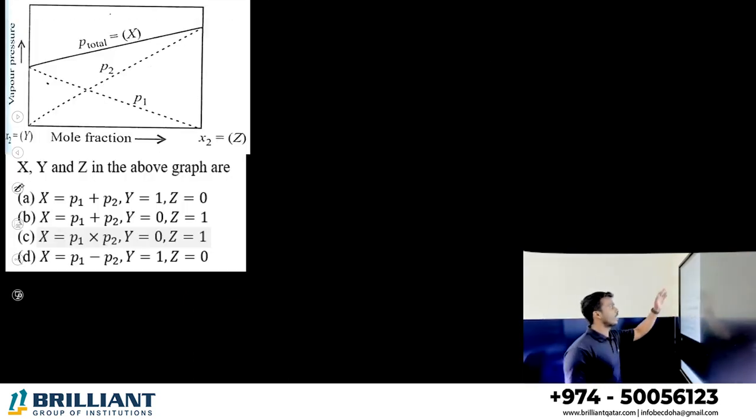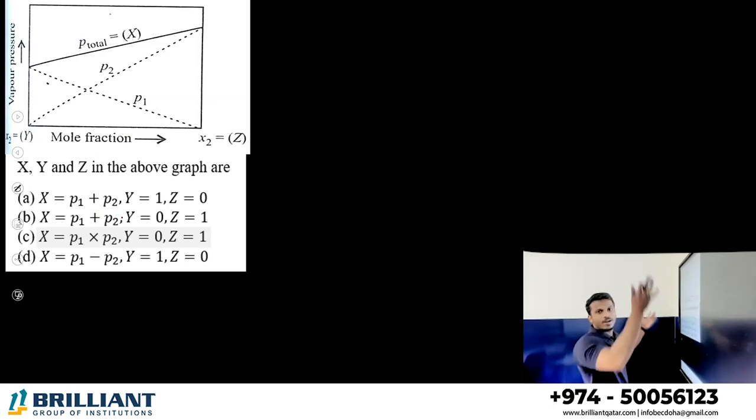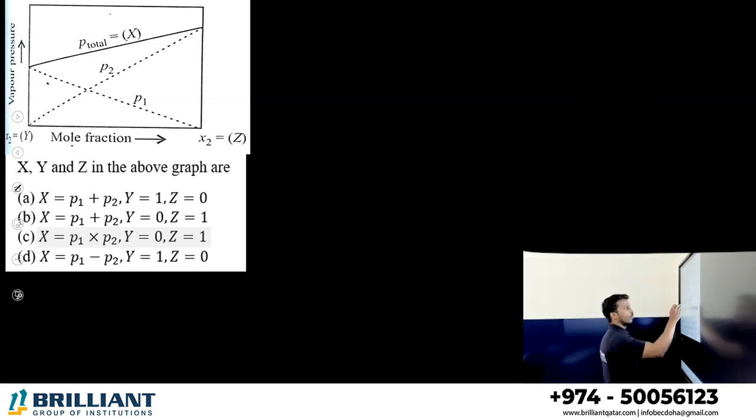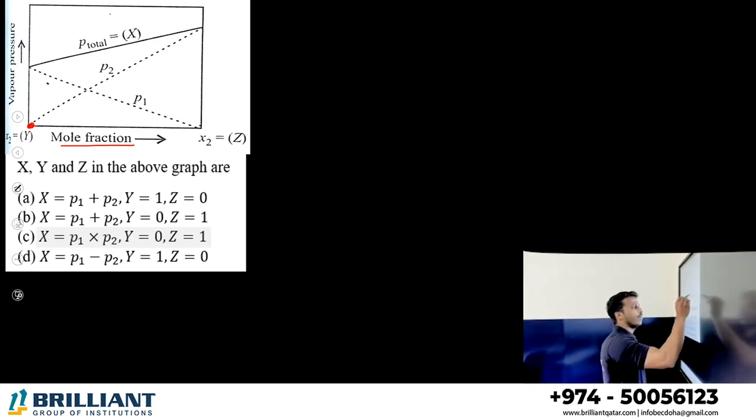Next, you can see there are two graphs. This is a graph for ideal solution, non-ideal solution, positive deviation, everything is studied, right? This is a graph for ideal solution because there is no increase or decrease in pressure. Mole fraction against vapor pressure. X2 is the mole fraction of component 2, they given Y value. Here at this end they given X2 mole fraction is equal to Z value.